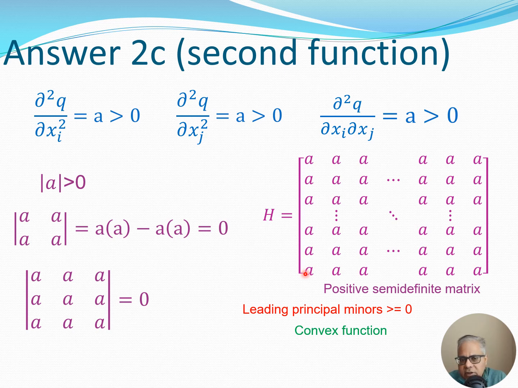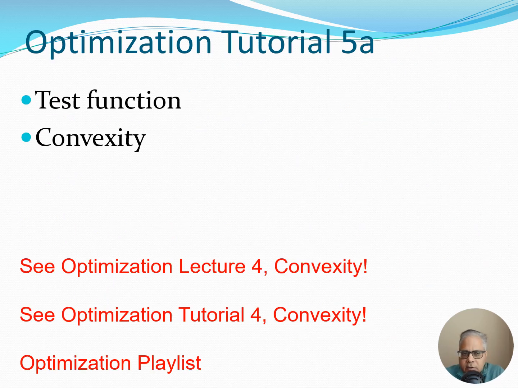Now this tells us that this H matrix is positive semi-definite, and corresponding to the definition of convex function, this particular function is also convex. So essentially we have proved that the subparts of the function f of x, our test function, that is p of x and q of x, are both convex functions, and therefore the function f of x is a convex function.